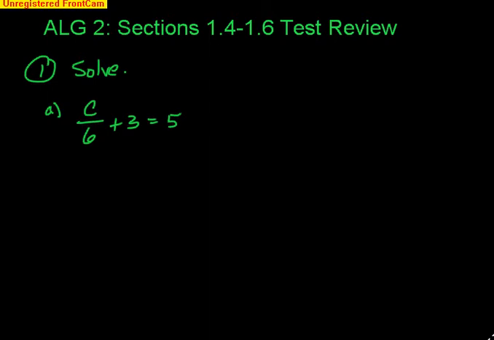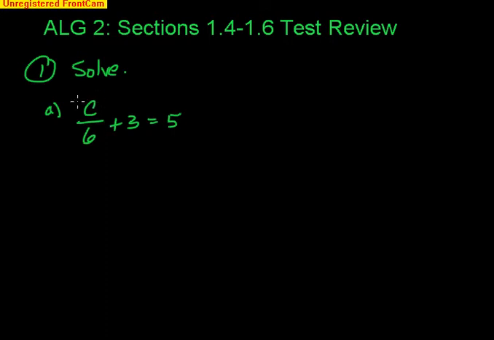Okay, but here we go. So we'll have some problems from sections 4 through 6 that will be like the ones on your quiz. So let's talk about the test. Let's talk about the first problem here. First problem says solve: C over 6 plus 3 equals 5. Okay, so we want to solve for C.